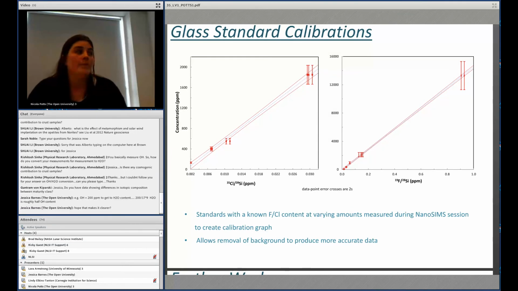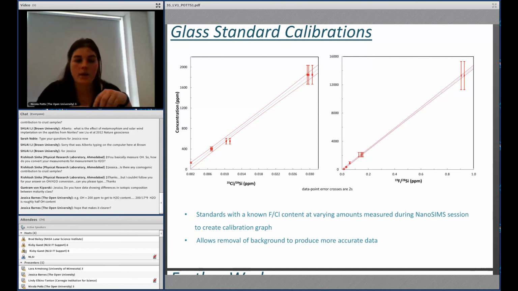We make a standard calibration from known fluorine and chlorine content in the glasses, and then we are able to remove any background. We've been getting some good results from this. We calculated a precision better than ±5%, and most of that error being within the standard measurements, not actually from the NanoSIMS.